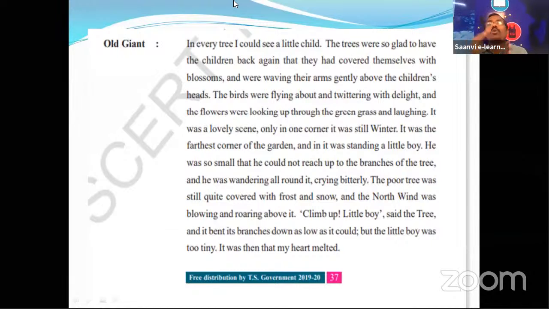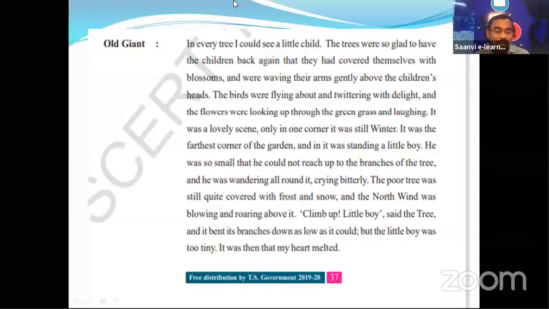He was so small that he could not reach up to the branches of the tree. He was not able to climb the tree. So he was standing down there, wandering all around the tree, crying bitterly, crying with great sadness.